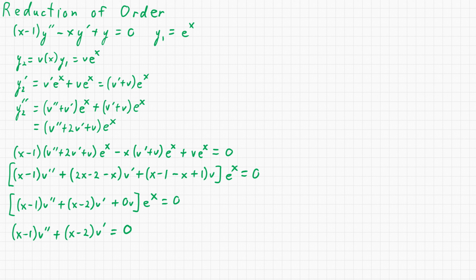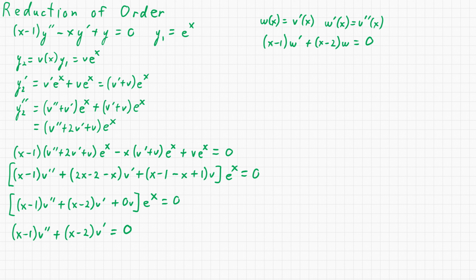To get that to look like a first order differential equation, so it's not so confusing, we'll pick w of x equals v prime of x, and that means w prime of x equals v double prime of x. So then our equation becomes x minus 1 times w prime plus x minus 2 times w equals 0.